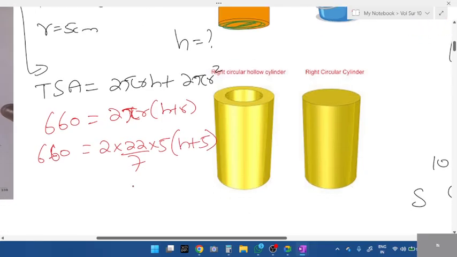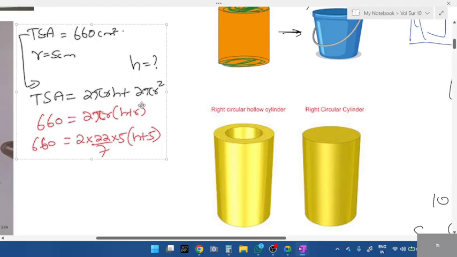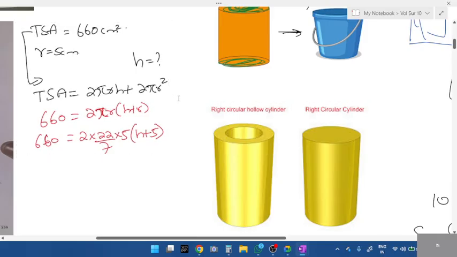Next. Don't write it, students. This answer is available in the textbook. I'll mark a few questions, 1 or 2 questions, before attending evening class. Just solve that. Next, 7 gets multiplied. Keep h plus 5 as it is. 660 into 7 divided by 2 into 22 into 5 is equal to h plus 5.